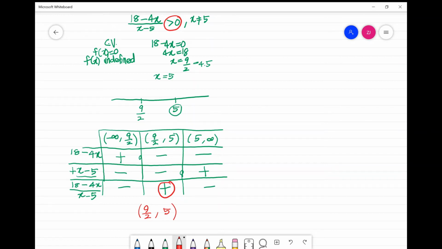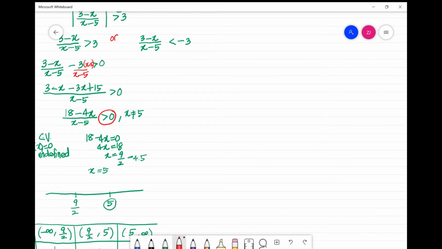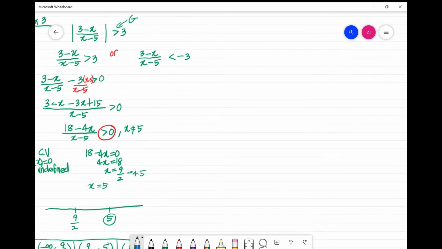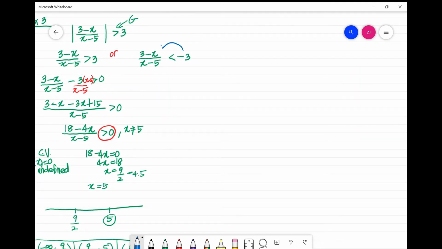Now we need to solve the second rational inequality so that we can get the answer, and later we will find the union. So we solve the rational inequality here. For this one, we bring the negative 3 to the left hand side, so we will have 3 minus x over x minus 5 plus 3 less than 0.